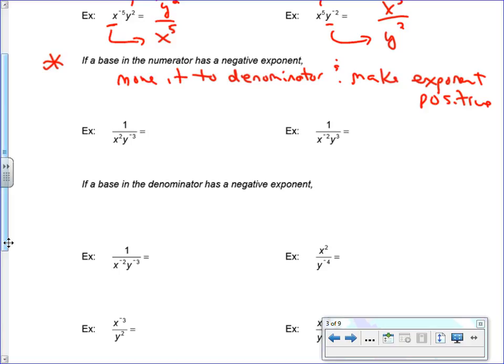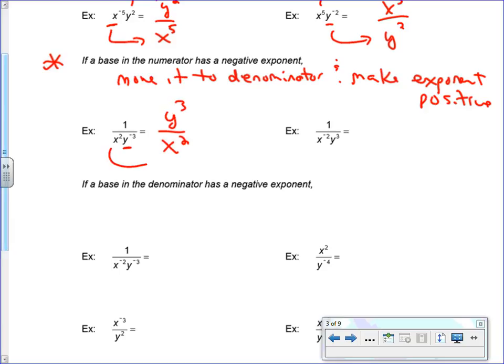All right, look at the next two examples. This time, where do both of my bases start? Are they starting in the numerator or the denominator? The denominator, they're in the bottom, okay? So when you do reciprocals, if something was in the bottom, it ends up in the top. So which part of this are we going to switch up and move to the top? Y to the negative third is going to switch up to the top, and that's right. When it goes to the top, it's going to become y to the positive third.